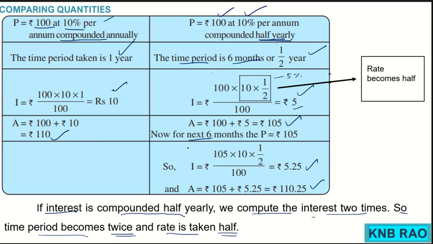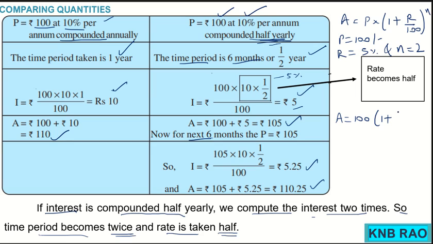So n becomes 2 and r becomes half of the rate of interest per annum. Suppose in that formula, if I substitute the same, that is, P into 1 plus r by 100 raised to the power n. Here P remains 100 rupees only, but r becomes 5% and n becomes 2 because it is compounded half yearly. Now the amount is 100 into 1 plus 5 by 100 whole to the power 2.